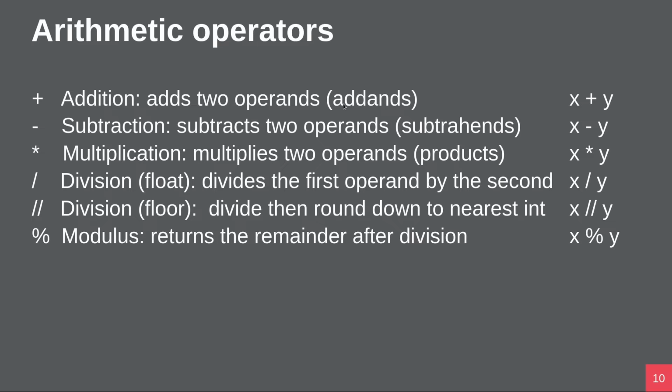If you're adding two objects together, two variables together, they're actually called addends, the operands in an addition operation. Subtraction has a fancy name as well. Subtrahends are the operands in a subtraction operation. There are two types of division in Python. We have float division, which is just like normal division. And then we have floor division. And floor division rounds down to the nearest integer.